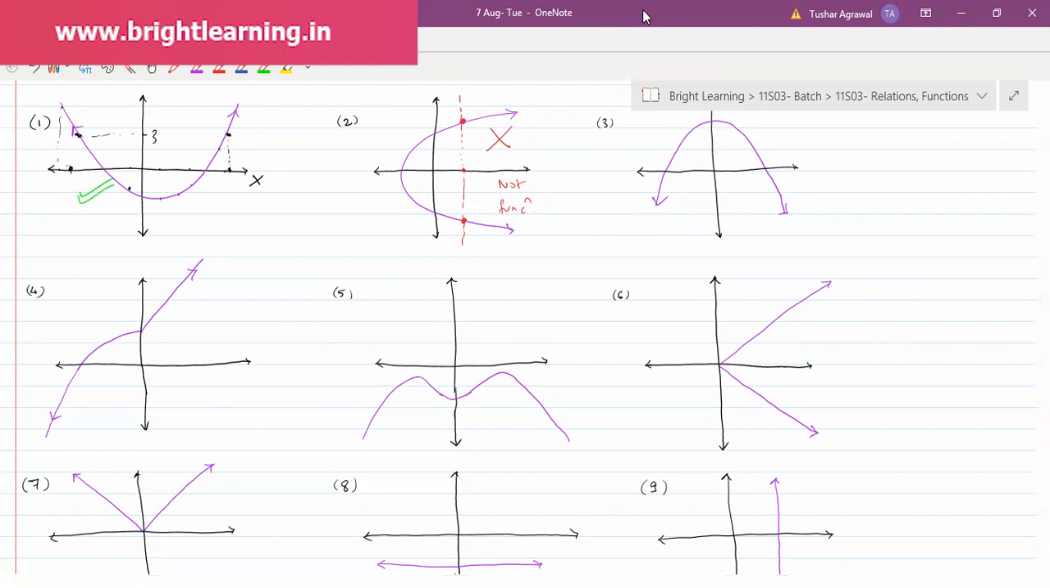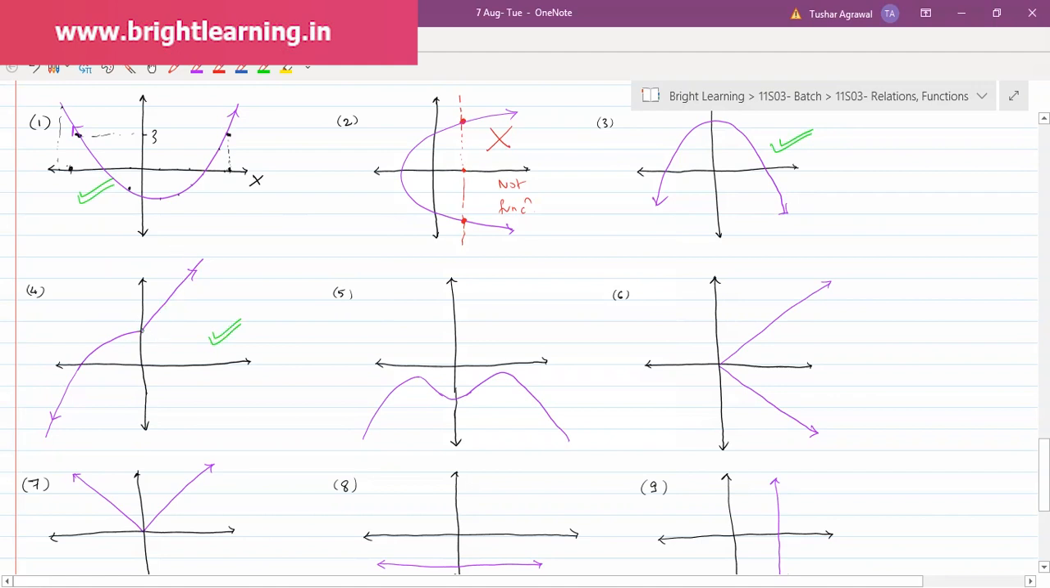Third one, a vertical line intersects the graph in one point only. Horizontal line we need not bother. Vertical line intersects the graph at exactly one point. So this is a function. Fourth one, what about the fourth one? It is a function because vertical lines intersect the graph in exactly one point.